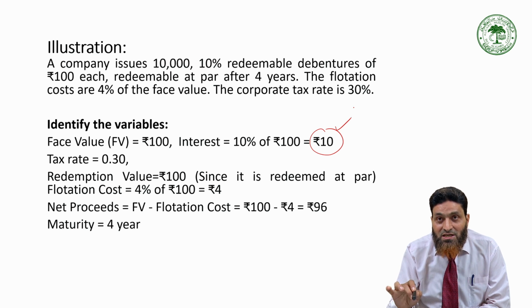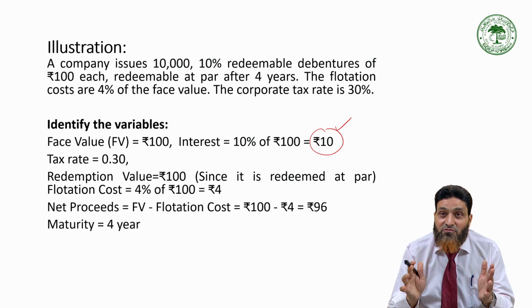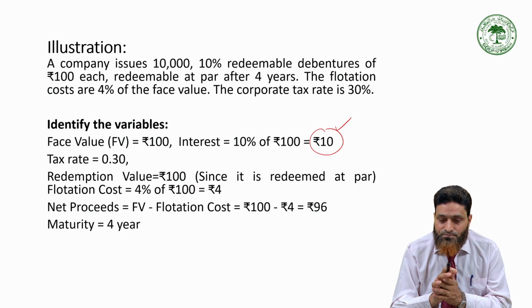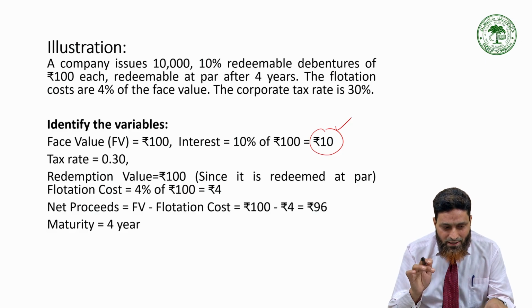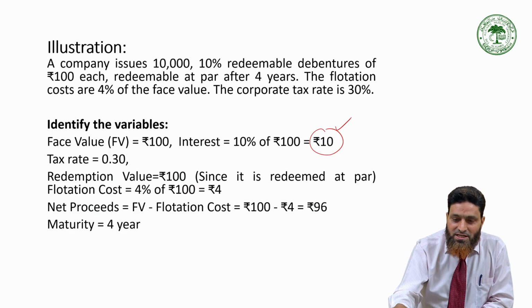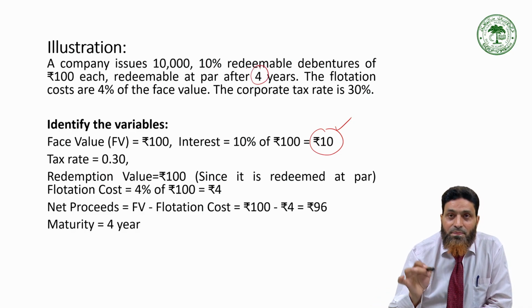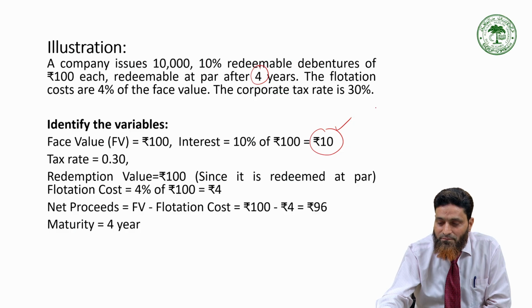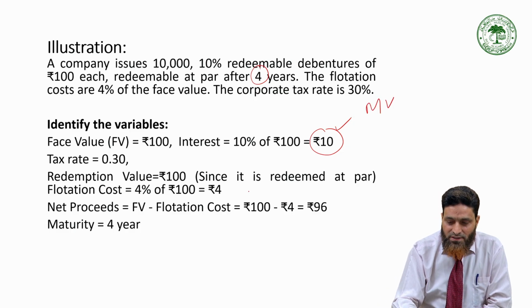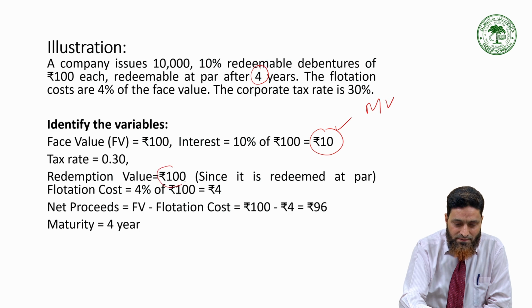Apart from this, what else is the company paying or gaining? How to know this thing? You have to know the difference between redemption value and net proceed. Redemption value, you can see the condition is given: redeemable at par. It means exactly at the time of maturity after 4 years, the company is repaying the maturity value. Maturity value is given, that is rupees 100.